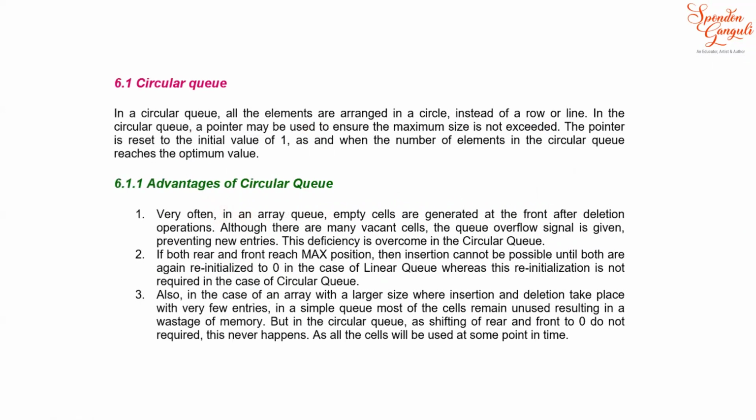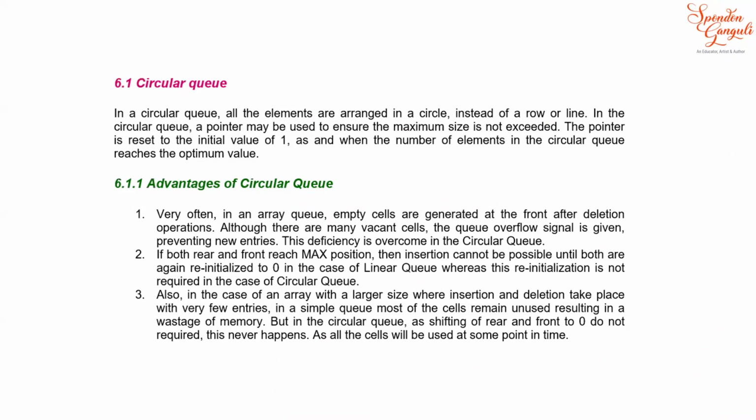In a circular queue, all elements are arranged in a circle instead of a row or a line. In a circular queue, a pointer may be used to ensure the maximum size is not exceeded. The pointer is reset to the initial value as and when the number of elements in the circular queue reaches the optimum value. Now, what is the advantage of circular queue?